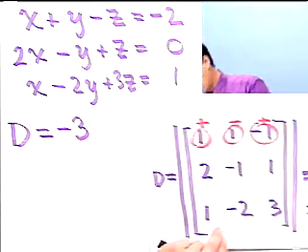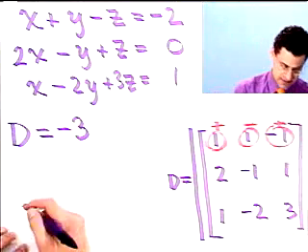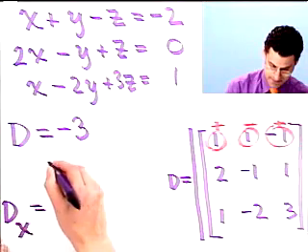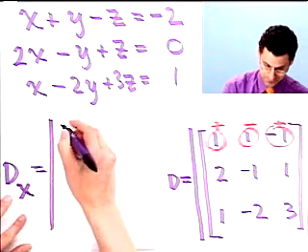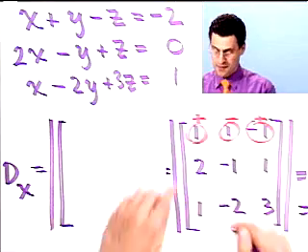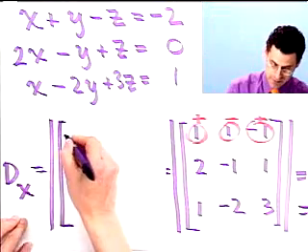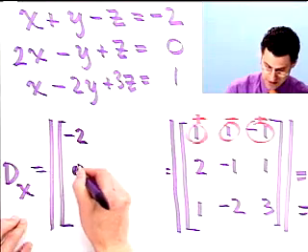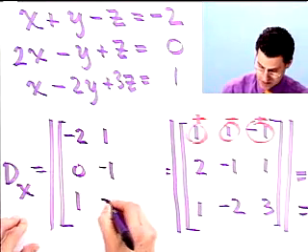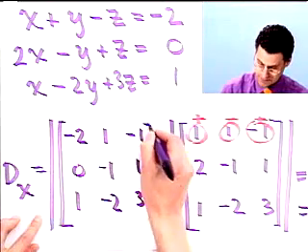Now I've got to compute these other guys. Let me compute now D sub x. Now remember what D sub x is. D sub x is exactly D, but I get rid of the x column and replace it by these. So I just put in a -2, 0, 1 in place of this, and then copy everything else. So 1, minus 1, minus 2, minus 1, 1, 3. And now I have to compute this determinant.